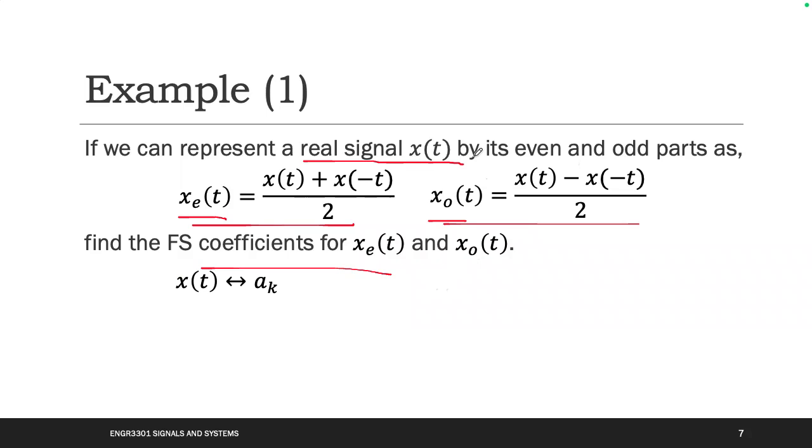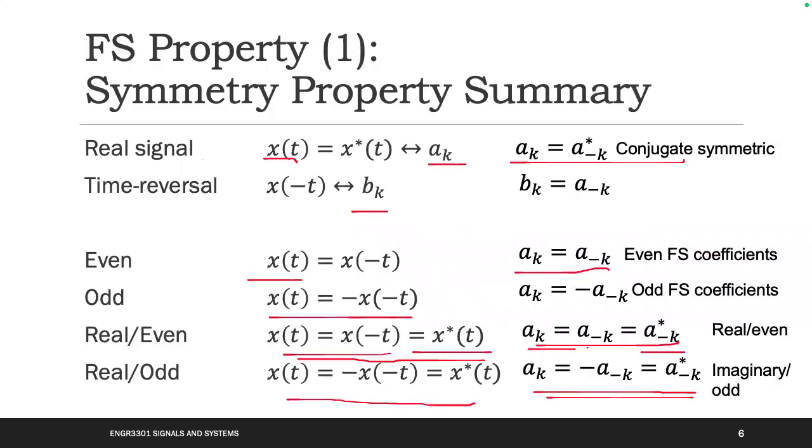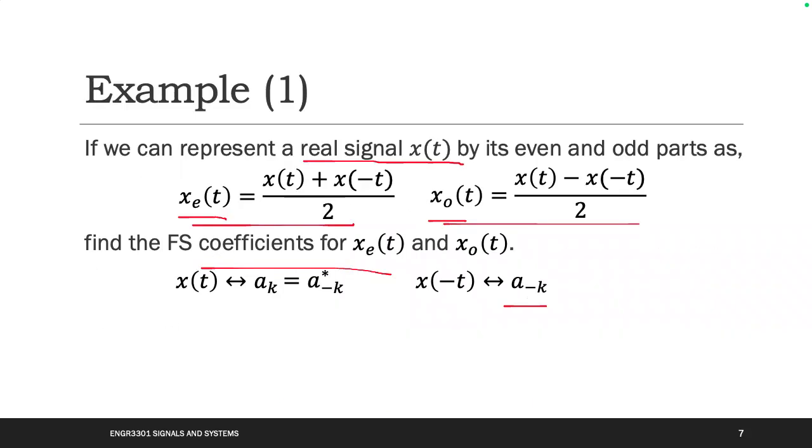If a_k is the FS coefficient, then a_k equals a_{-k} conjugate because it's real, am I right? That makes sense to you? And then for x(-t), we know the coefficient is a_{-k}, based on this one, and it equals a_k conjugate. Do you know why this one equals this one?